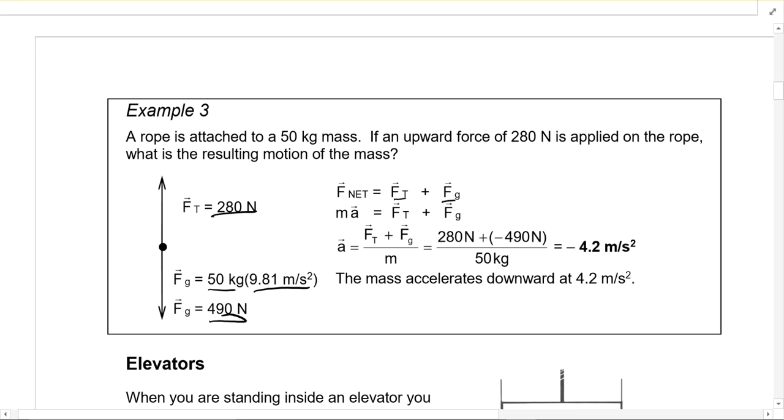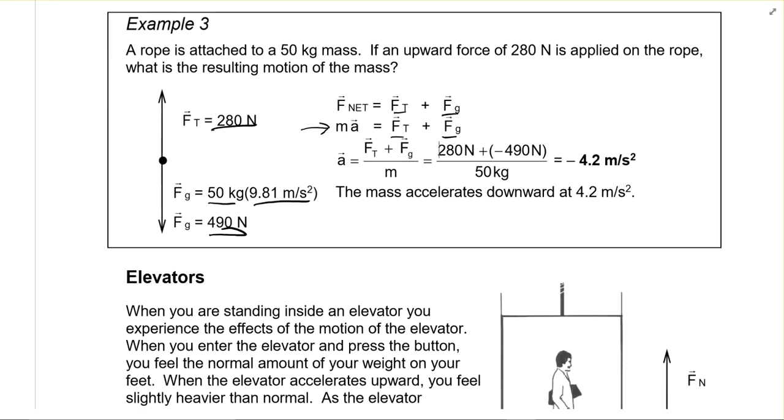So the net force is going to be equal to the force of tension plus Fg. I have mass times acceleration as our net force, Ft plus Fg. Rearrange and solve for a. You get negative 4.2 meters per second squared.